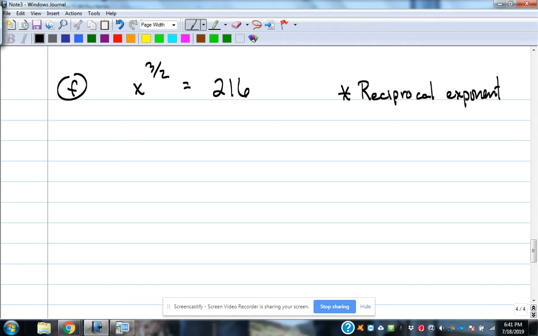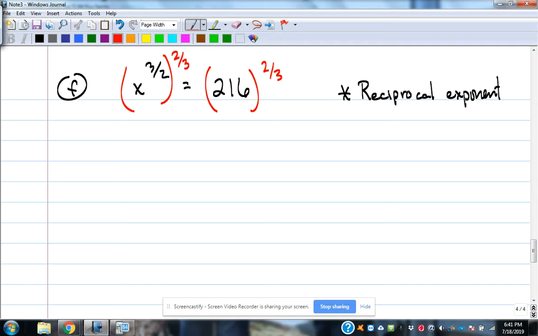Reciprocal means what? For a fraction, what's the reciprocal? Flip it over. That's what a reciprocal does. So the reciprocal for 3/2 would be 2/3. So I'm going to raise both sides to that 2/3 exponent.